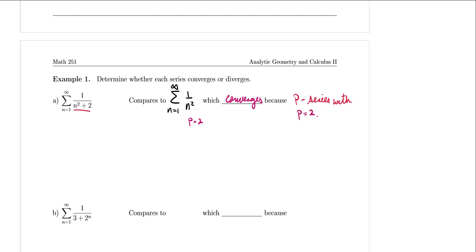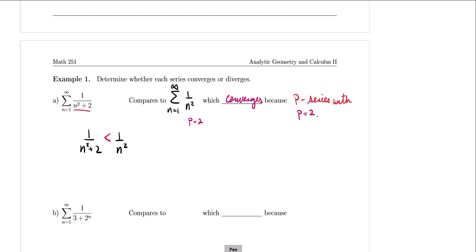Okay, so this is very similar to what we did before, but now let's actually go ahead and use the comparison test. In order to do that here, I want you to think about which is bigger, the 1 over n squared plus 2 or the 1 over n squared. So which one is greater? Now again, remember, the larger your denominator, the smaller the quotient. So in this case, the 1 over n squared has a larger quotient.